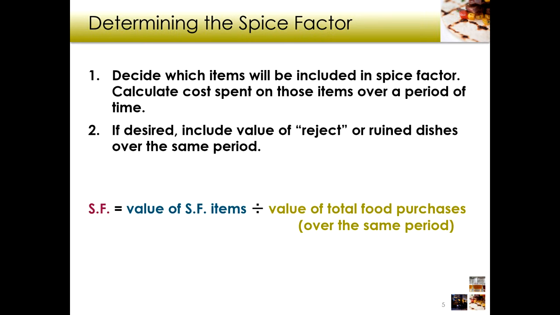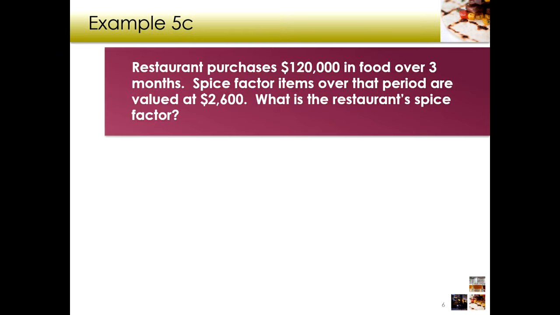So for instance, if you spent $1,000 over 3 months on your spice factor items, and you spent $10,000 on total food cost for the 3 months, you're going to take your spice factor amount out of your $10,000, right? And that's going to give you a percentage that you can then apply to all your recipes. So I've got an example.